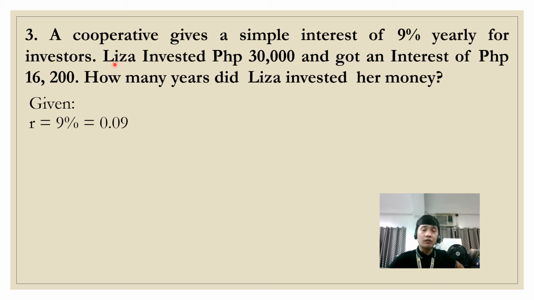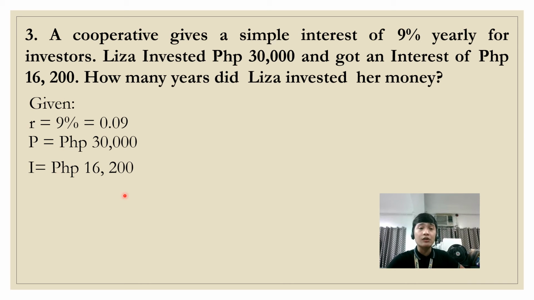Okay? Ngayon, sinabi na sa problem na si Liza ay nag-invest ng 30,000 pesos. Kung babalikan natin yung ating definition of terms, yung amount na hiniram or ininvest or pinasok, that is what we call as the principal. In this case, our P or principal is 30,000 pesos. Okay? Sabi rin sa problem, yung pinasok na 30,000 pesos ni Liza ay nakakuha ng interest, kumita ng 16,200 pesos. So, got an interest of 16,200. Automatic, yung I natin yun. I is equal to 16,200 pesos.